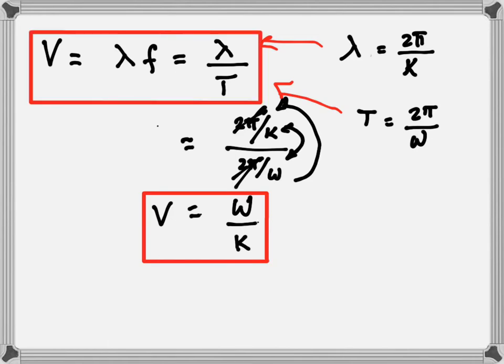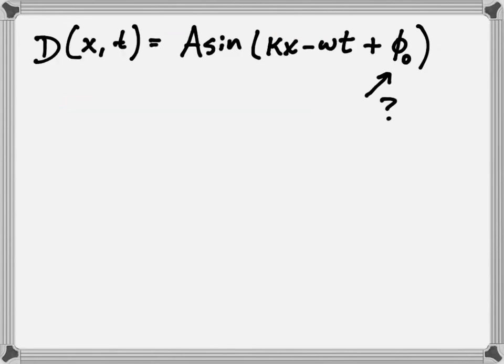So we have several expressions here for the velocity of a wave. The top one in terms of lambda and the frequency, or lambda and the period, and the bottom one in terms of the angular frequency and the wave number.